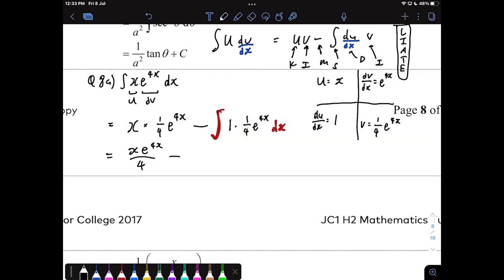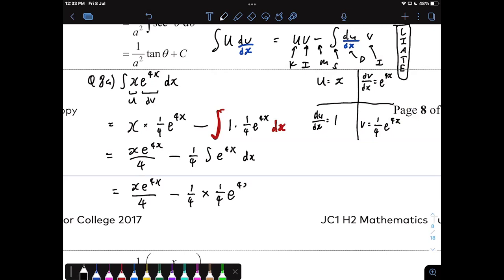Okay, yeah, there's a 1/4, so I just take it out first. Then I now integrate e power 4x. Everything else in front keep the same, but how do you integrate this e power 4x? Deja vu. Looks very familiar. Integrate e power 4x. Did I do that before? Yes. Exactly the same, right?